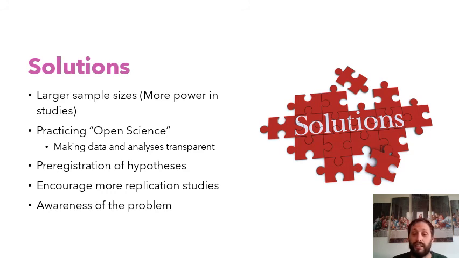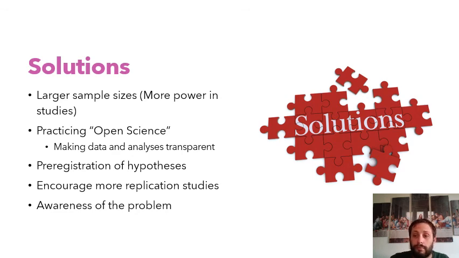Next is to be just aware of the problem. Awareness is half the battle. Therefore, by having awareness of the problem, we're able to overcome it by having these better techniques of larger sample sizes, practicing open science, pre-registering our hypotheses, and encouraging replication of studies. By having this awareness overall, we'll have a better understanding of the solutions to be able to have better scientific research.